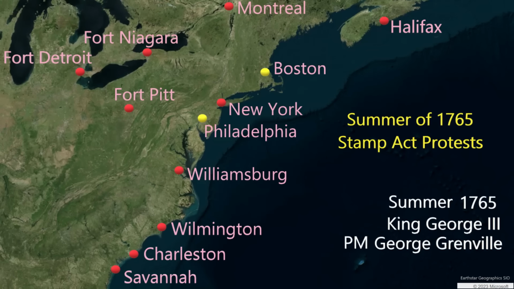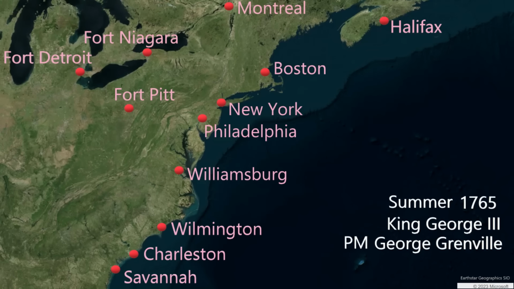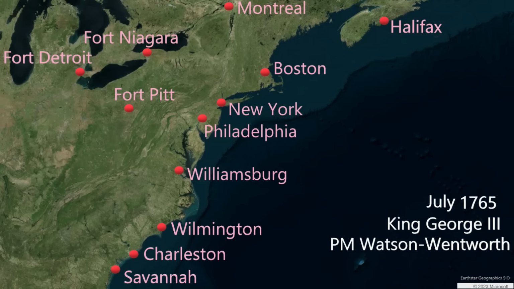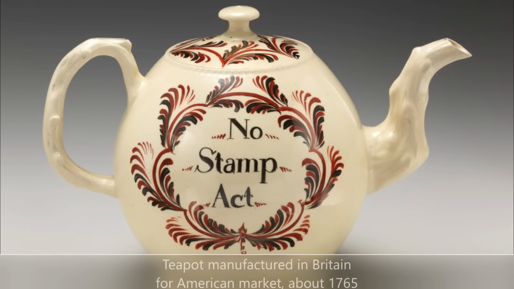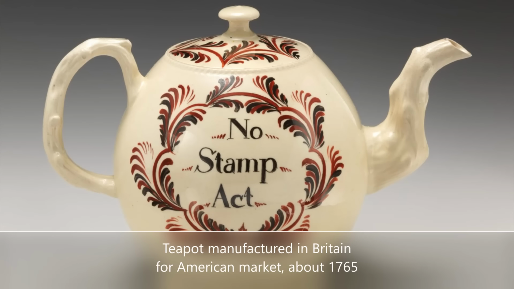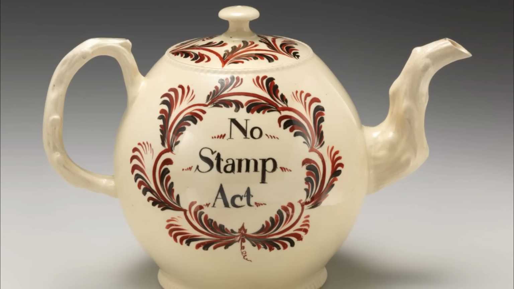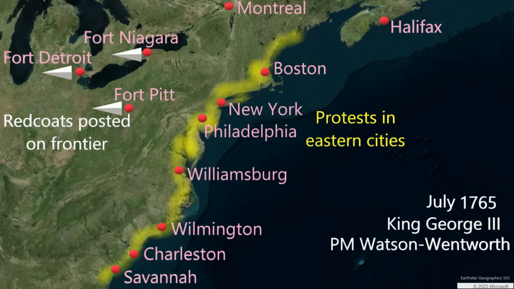Protests against the Stamp Act spread into summer. July 1765. Charles Watson Wentworth, Marquis of Rockingham, is now Prime Minister. The refusal of so many Americans to abide by the Stamp Act means that courthouses cannot process paper documents without the necessary affixed stamps. In addition, the riots, mobs, and demonstrations can't be stopped in port towns because the redcoats are posted on frontier forts.